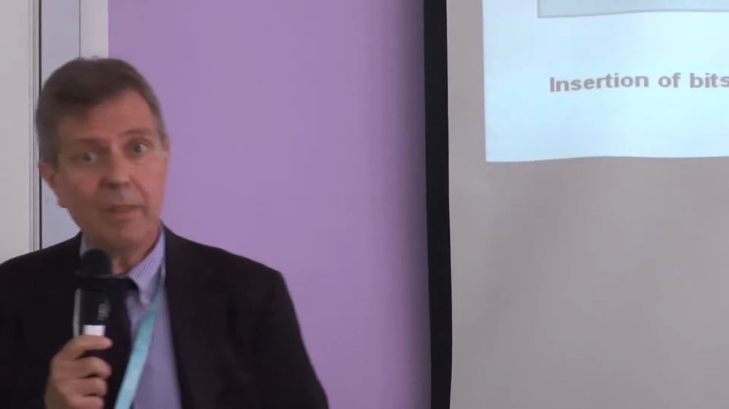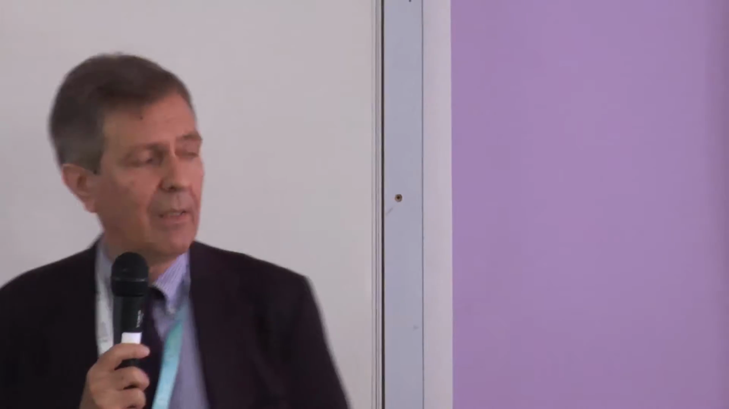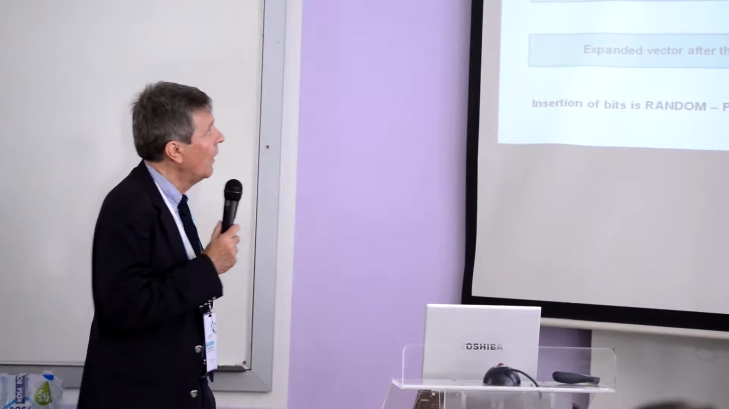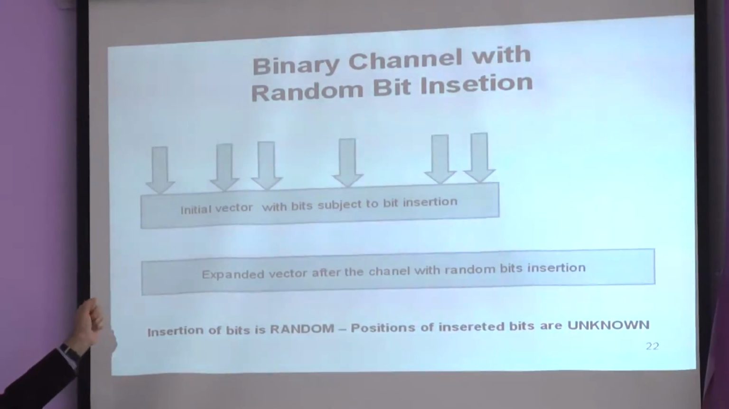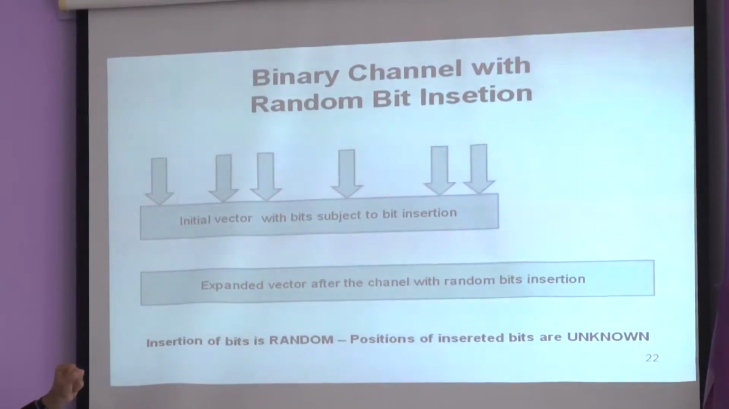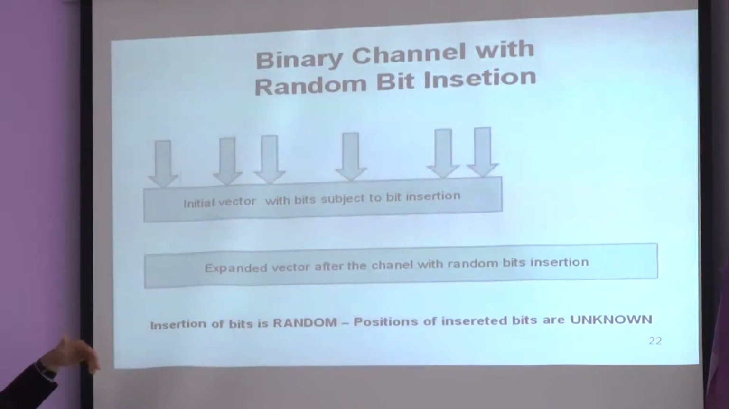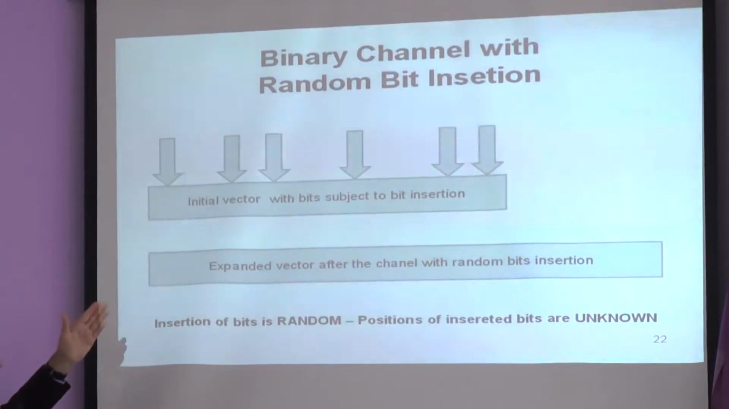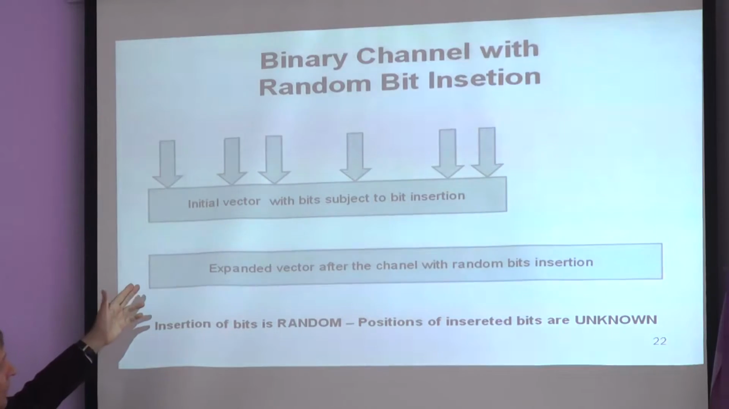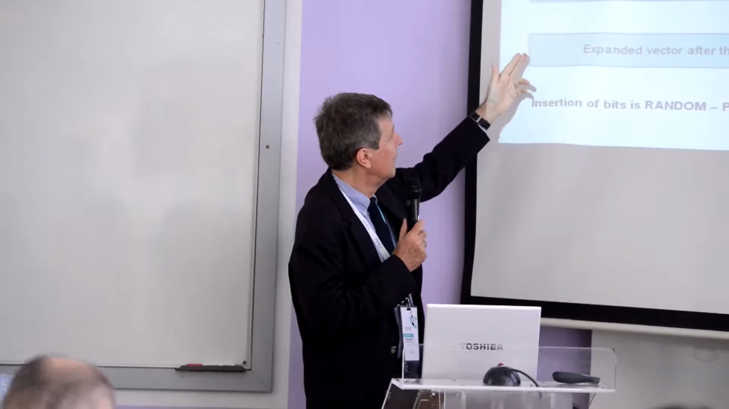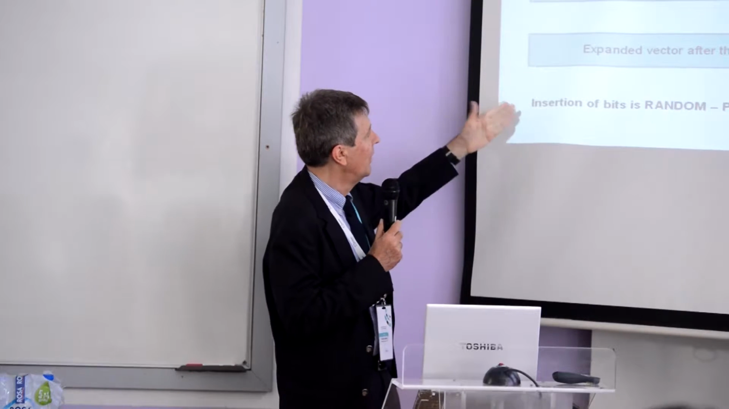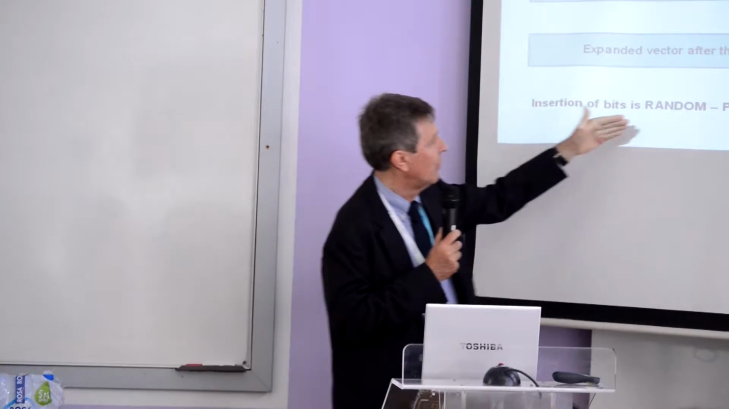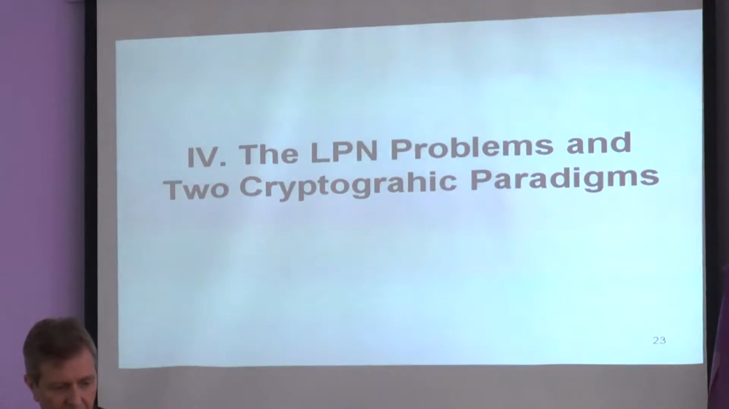And this is the story about a binary channel with insertion. Again, we are sending a vector which is subject to random bit insertion. At the receiving side, after the channel, we obtain an expanded vector. Again, the problem is that insertion of a bit is random, and positions of inserted bits are unknown.